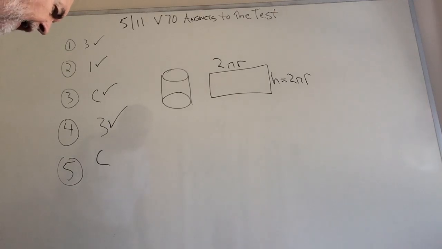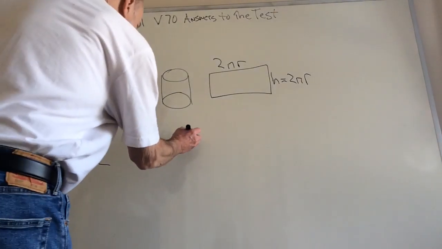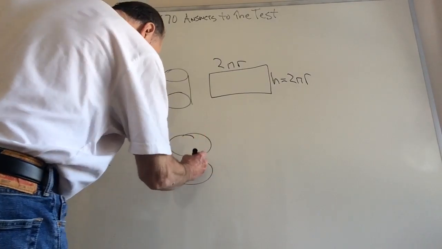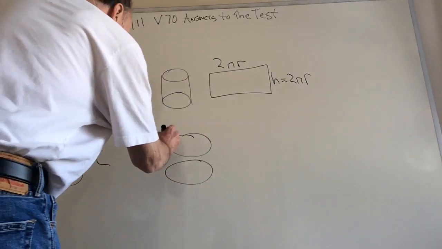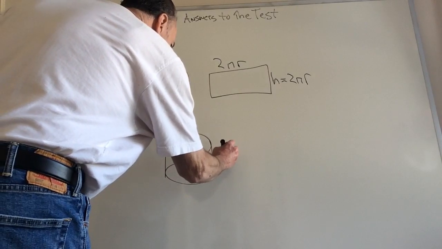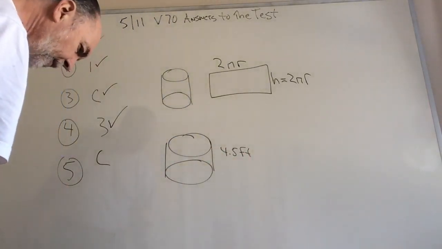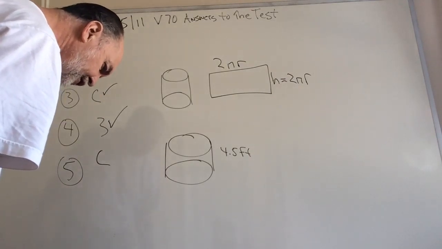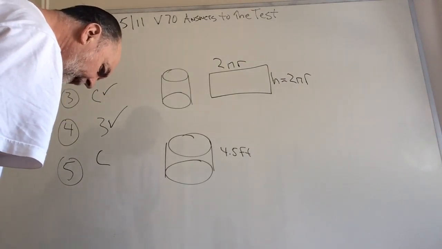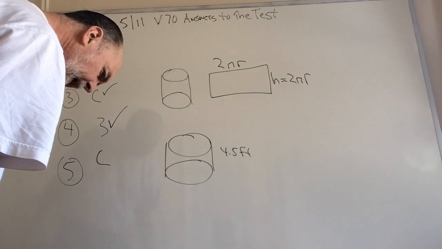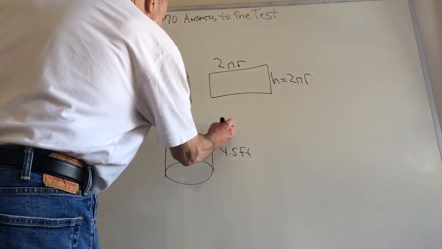Okay, and number 5 is a Common Core test question. You have a swimming pool, okay, and they say that the height is 4.5 feet. And then remember, again, they're playing games here. It's a cylinder shape, 4.5 feet, and the diameter is 18 feet.